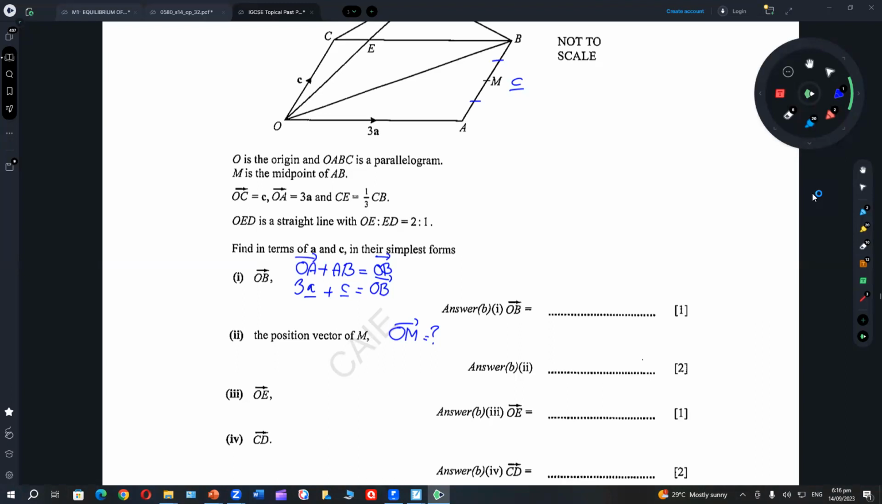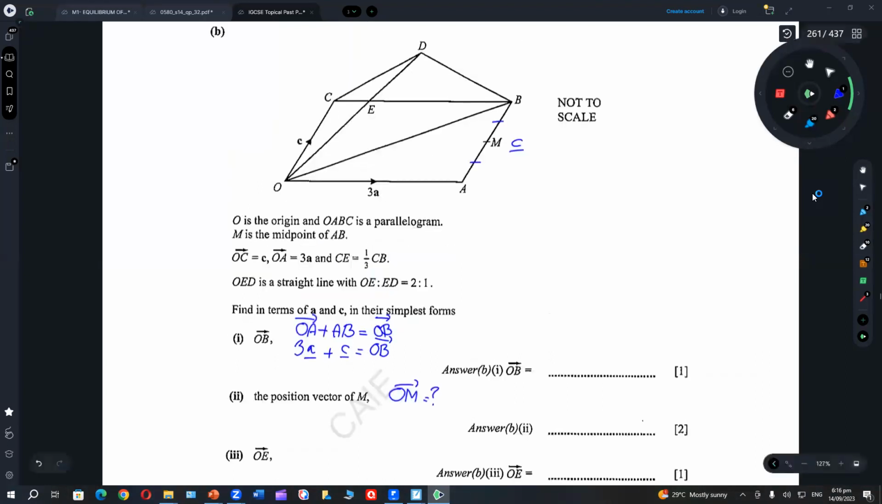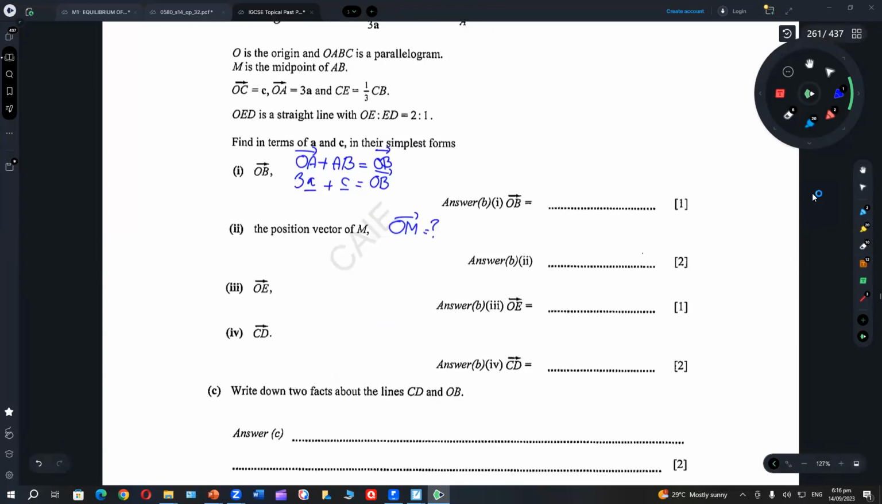That is why look at the position vector of M. I have written OM. Now look at the screen. M is the midpoint. So I first write the equation OA plus AM, what it would be equal to. OM.